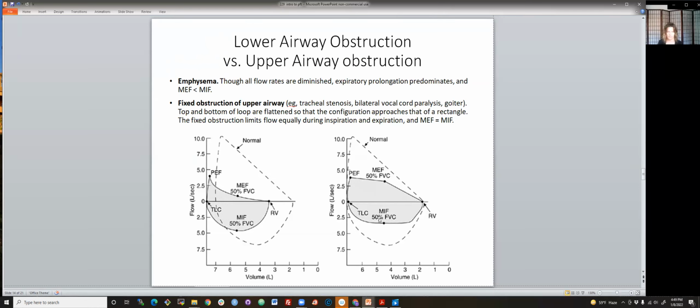On the other side, we have a fixed upper airway obstruction. This could be tracheal stenosis, bilateral vocal cord paralysis, a goiter that's causing compression, etc. What you can see here is that when the person inhales, you can see a flattened plateau of that maximal inspiratory flow. And when we go to expiration, we still see a plateau of that expiratory flow. In this situation, the maximal expiratory flow and the maximal inspiratory flow are basically the same. The fixed obstruction limits flow equally on both the inspiratory and expiratory side. So that's key.